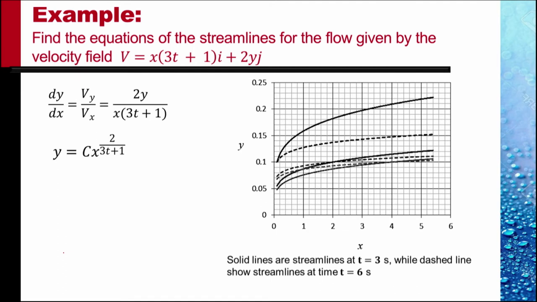You realize that this equation between y and x changes with time. The solid lines are streamlines at time t equal to 3 seconds, while the dashed lines show the streamlines at time t equal to 6 seconds. As the time increases, the x component of velocity increases, and so the streamlines are much flatter at a larger time than they are at a smaller time.